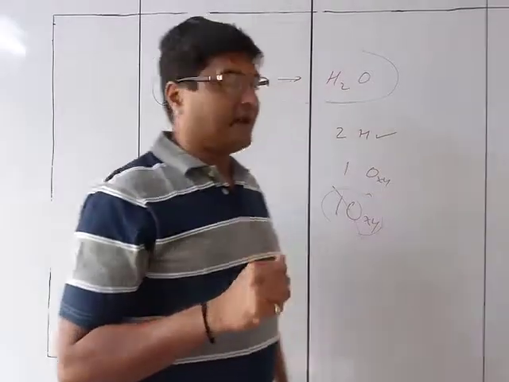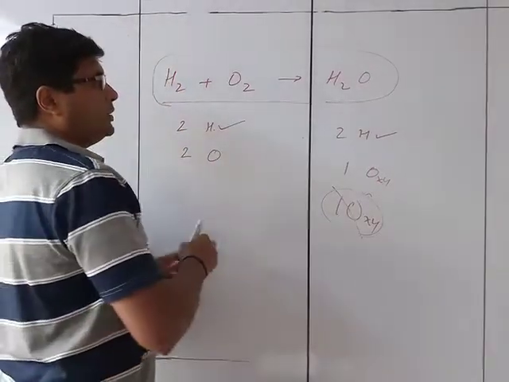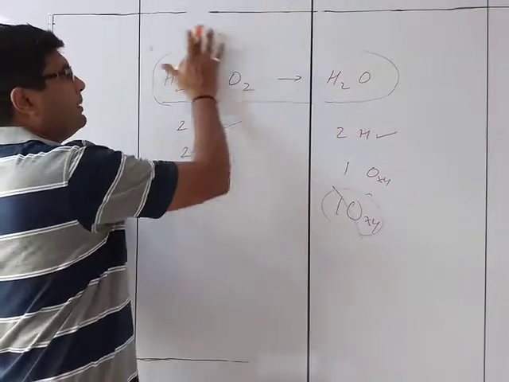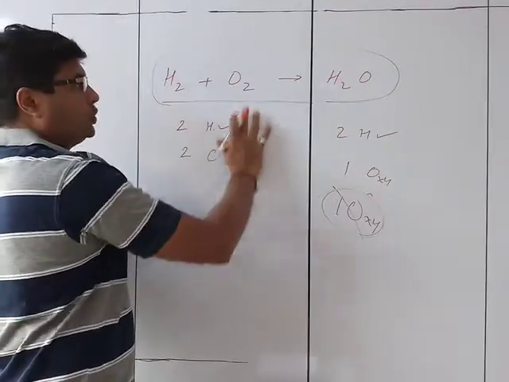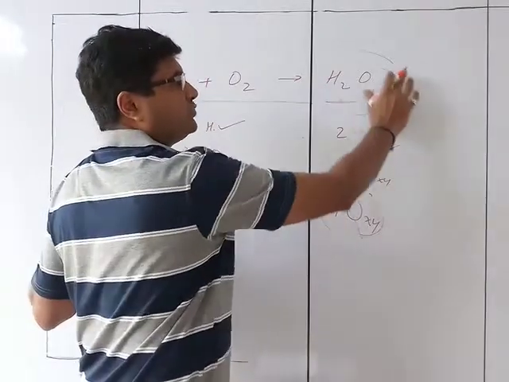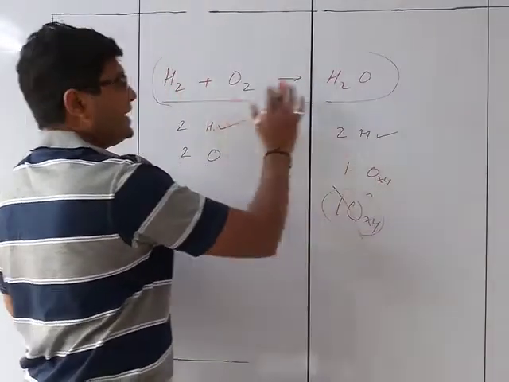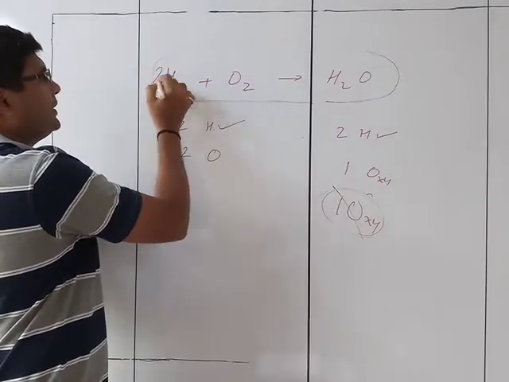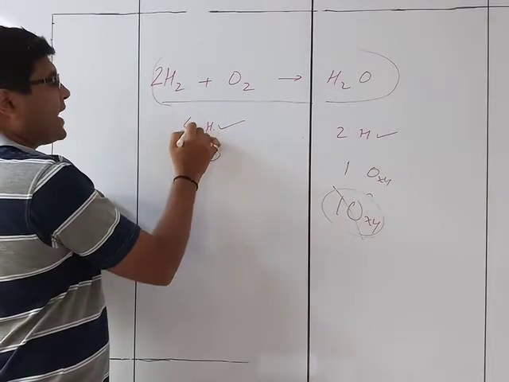Hence what we do is we try to find a way by which we see to it that the number of atoms used over here of each and every element, and the number of atoms over here, are equal. So here we see, if I put a 2 over here, that means now I am having 4 hydrogen atoms.